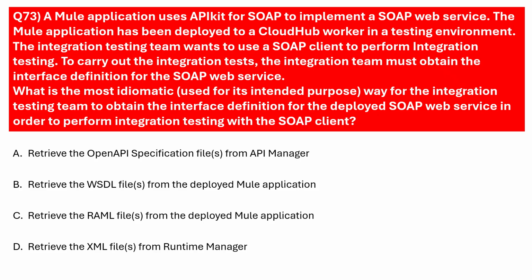What is the most idiomatic, used for its intended purpose, way for the integration testing team to obtain the interface definition for the deployed SOAP web service in order to perform integration testing with the SOAP client? A. Retrieve the OpenAPI specification files from API Manager. B. Retrieve the WSDL files from the deployed Mule application. C. Retrieve the RAML files from the deployed Mule application. D. Retrieve the XML file from Runtime Manager.